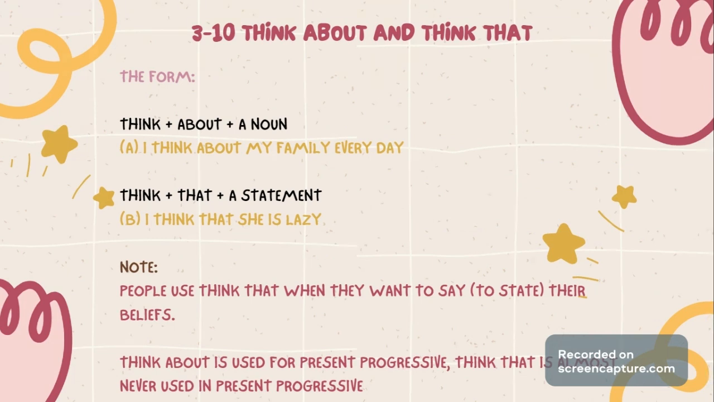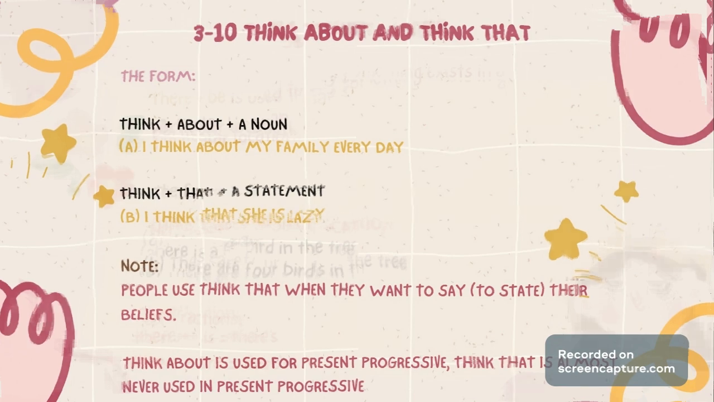Next, think about and think that. The verb is think about a noun. Example: I think about my family every day. An example of think that plus a statement: I think that she's lazy. People use think that when they want to state their beliefs. Think about can be used in the present progressive. Think that is almost never used in the present progressive.